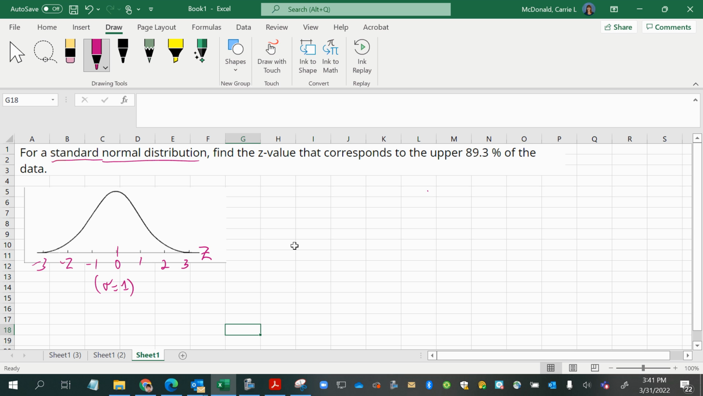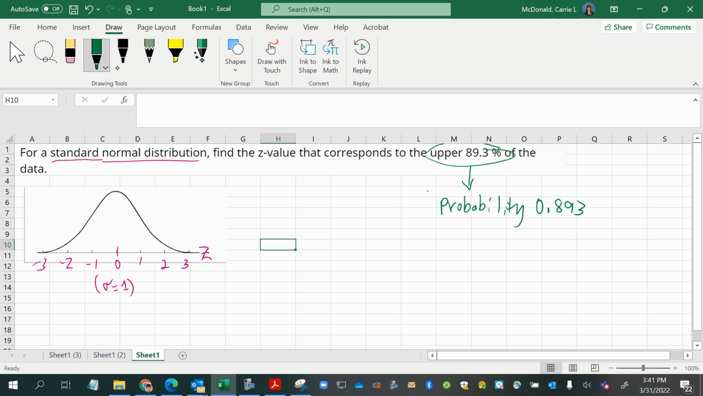Once we know that, we can look next at the information that was given. Here is a percentage, and percentages are another way of representing probabilities. And probabilities, when it comes to a continuous probability distribution like we have here, will be areas, or represented by areas under the bell curve. So we would convert this to a probability of 0.893. And you can do that by dividing by 100 or just moving your decimal place twice to the left.